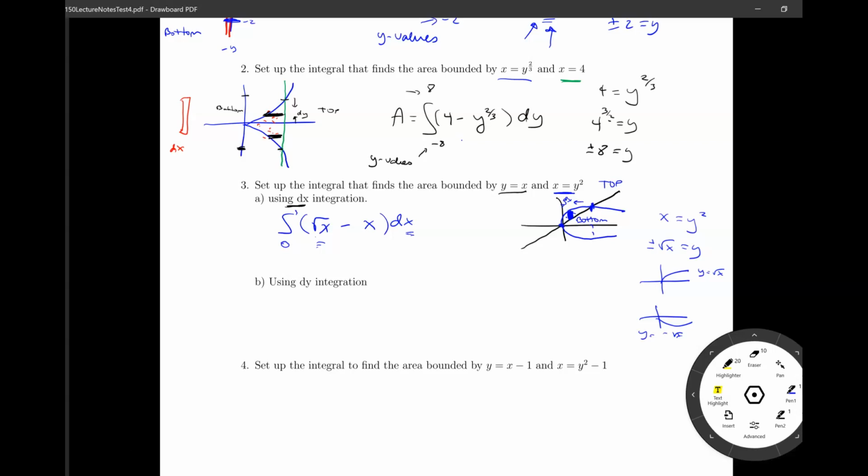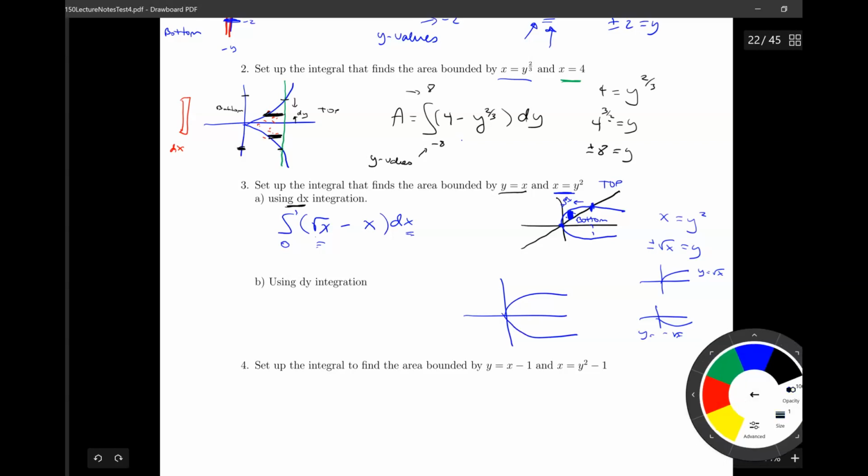All right, so let's do that same problem, and let's do dy integration. So it's going to change. We'd get the same numerical answer, but let's just make sure we draw the rectangles correctly and get the right function in. Now I'm going to be drawing rectangles this way, where this will be the top of the rectangle and this will be the bottom of the rectangle.